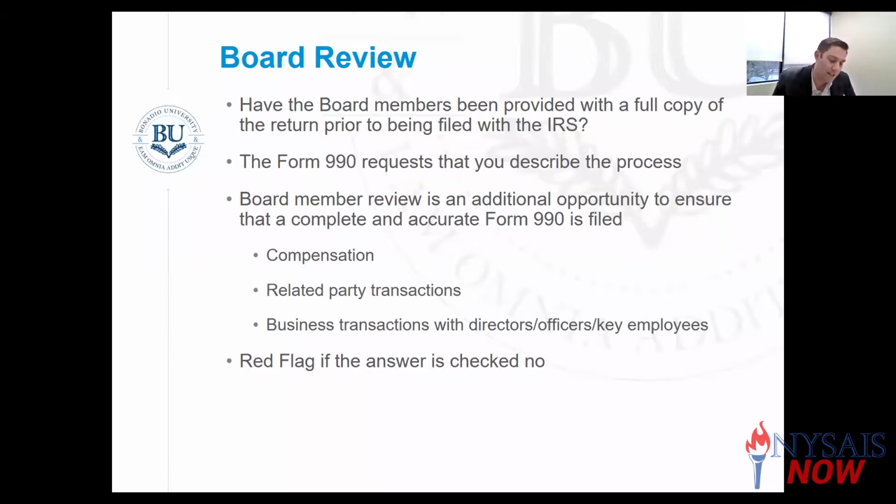So back to the process about the board members, are they provided a full copy of the return prior to filing? So I mentioned the audit committee and the finance committee approving, and that's a perfectly fine process. You have the ability to write in on Schedule O, which we'll talk about, what your process is. So there should be no question on what that organization's process is, because it will be described. And the more you describe, the fewer red flags that the IRS and the outside public will have.